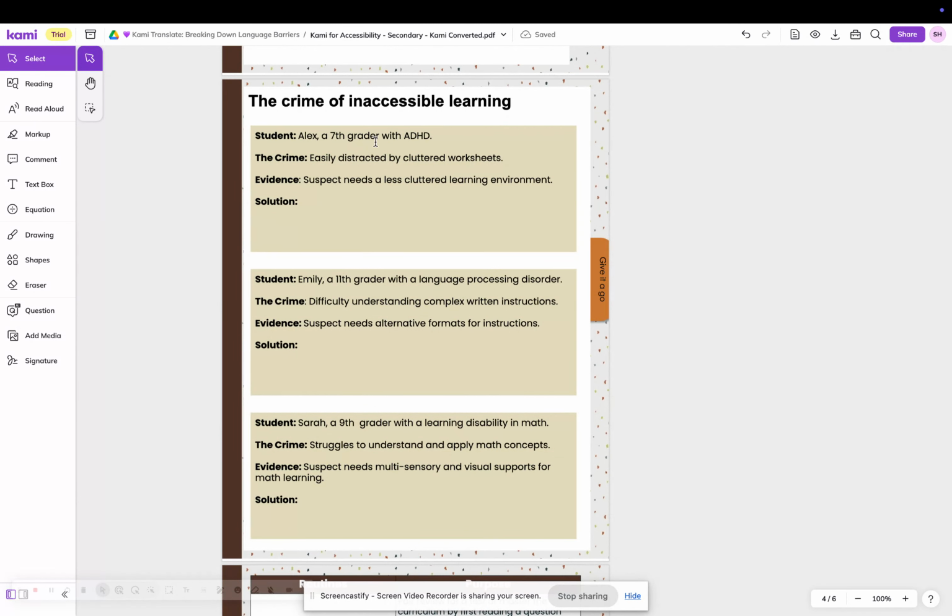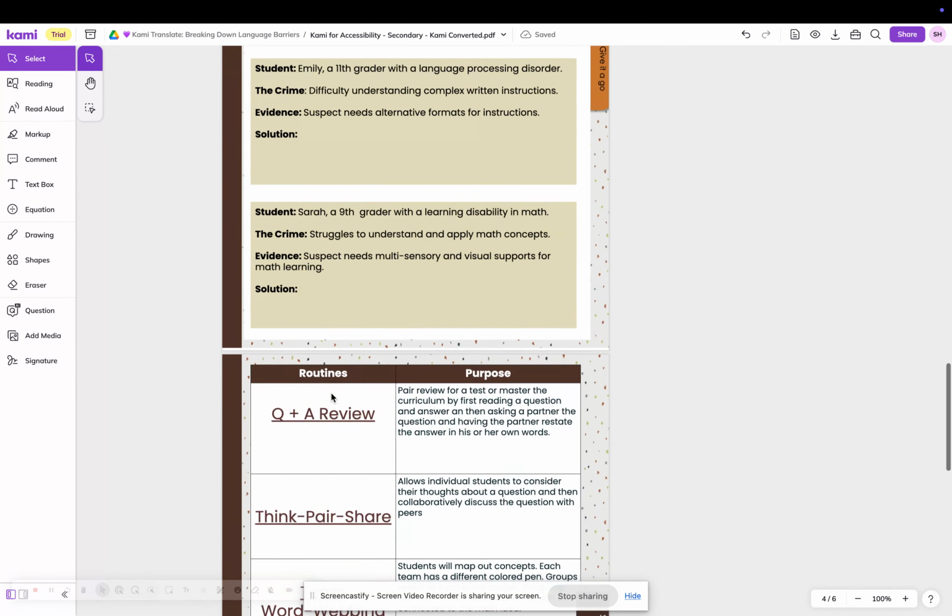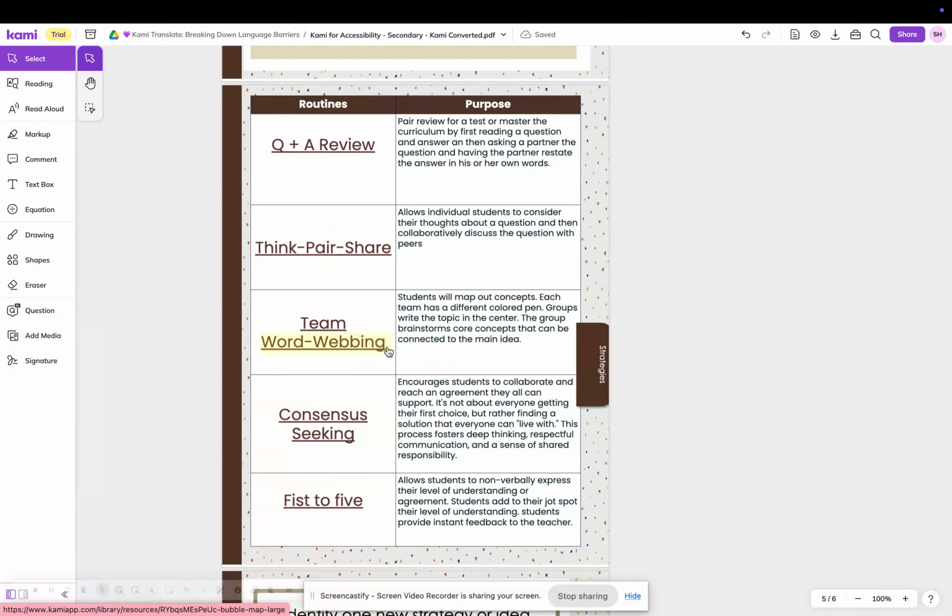Here, very similar activities when it comes to the crime. They're going to go through and have a student, the crime, and some evidence. Then they're going to think of the solution. So again, you can do this as think, pair, share, where they're going to think through the student, the crime, and the evidence, and then that solution. On this next one is where it changes.